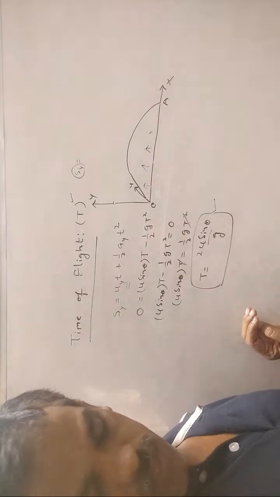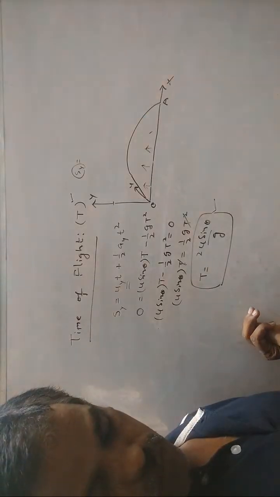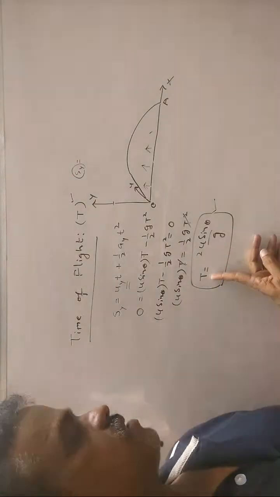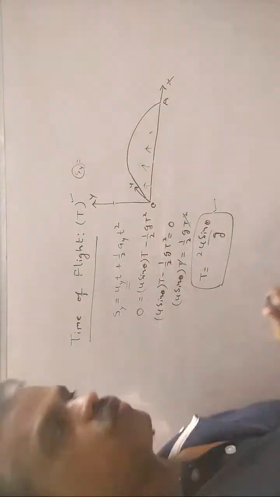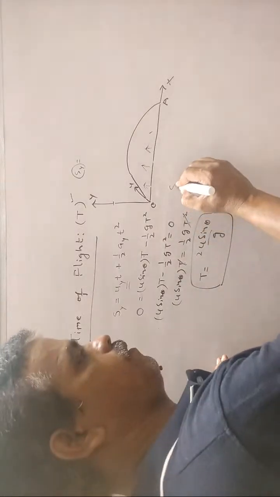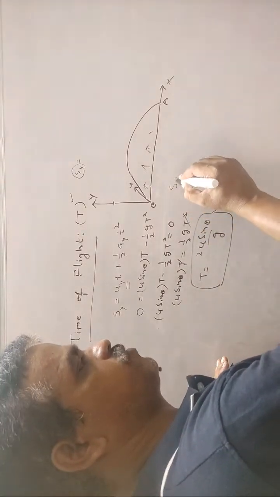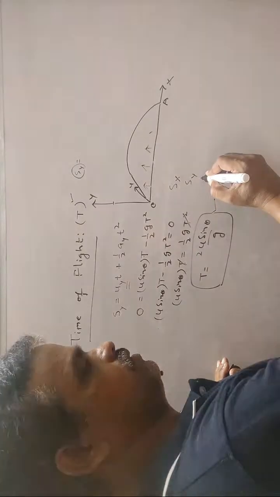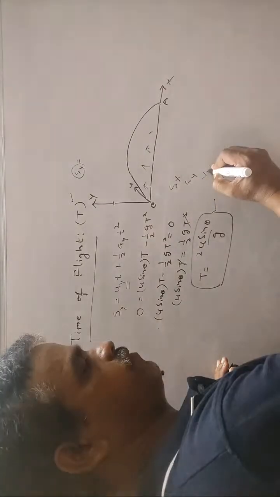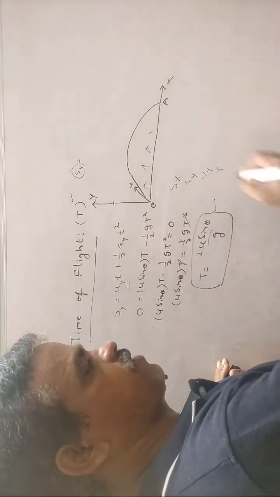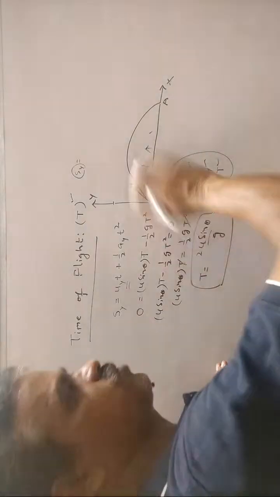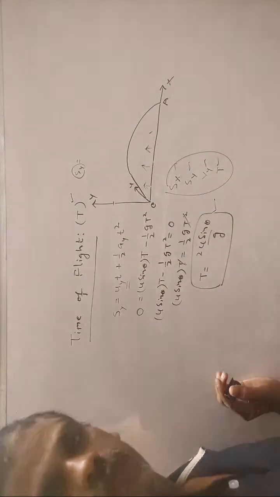Up to now it's okay. Tomorrow I will give some more explanation. 2u sin theta by g is the time of flight. So today I gave Sx, the displacement along the x-axis component, the displacement along the y-axis component, then Vy and time of flight. These things I explained in projectile motion. Thank you.